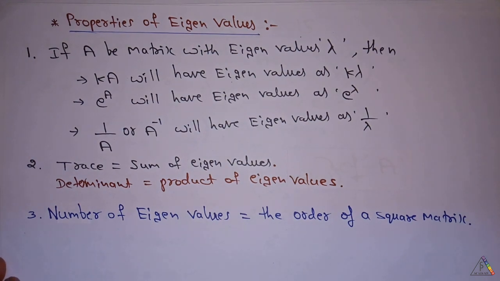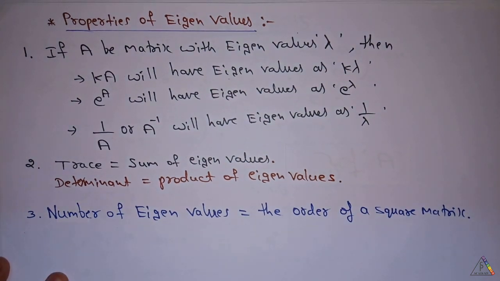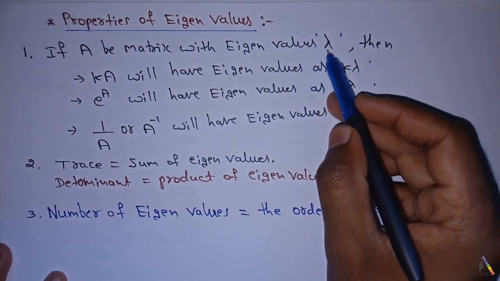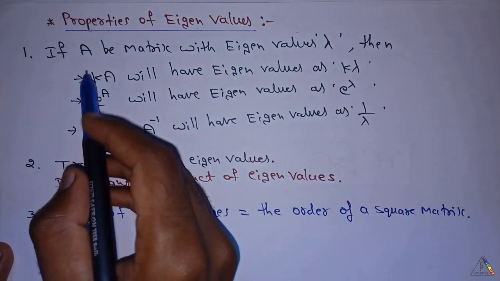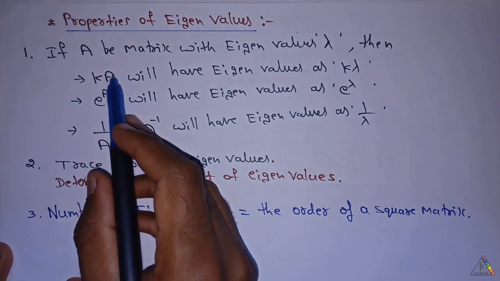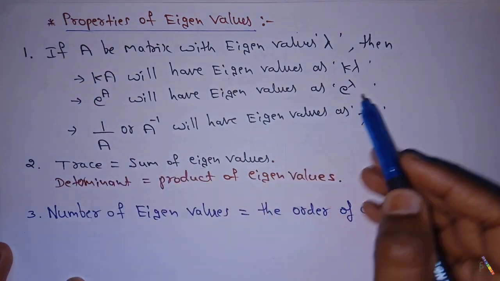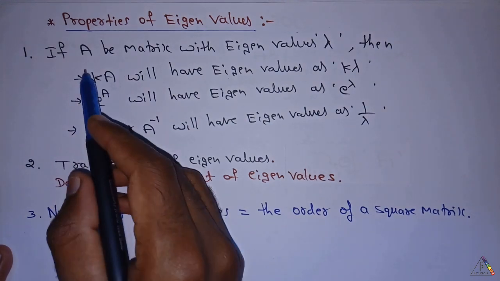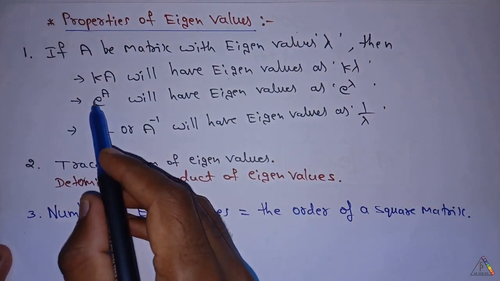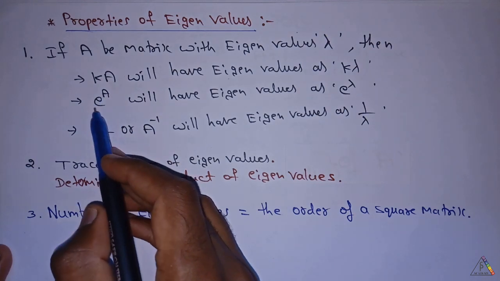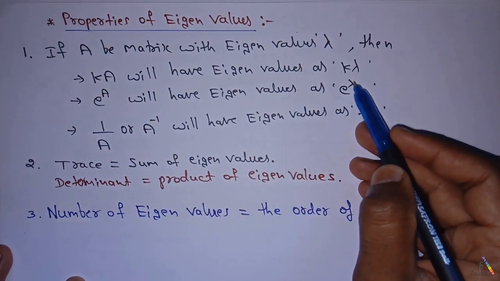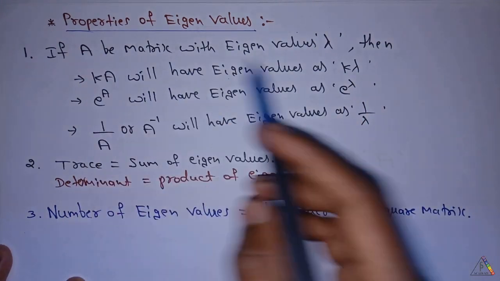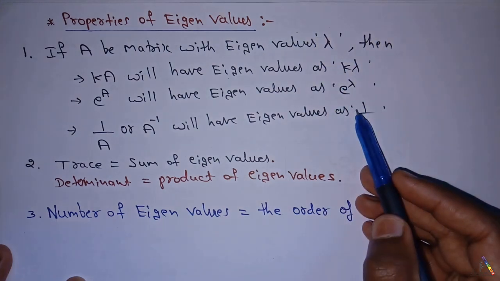And these are all the properties of eigenvalues. If the matrix A has the eigenvalues represented by lambda, then if that matrix is multiplied by a scalar k, the eigenvalues of this new matrix are k into lambda. Similarly, if there is a matrix A, then e power A is the new matrix, and the eigenvalues of this matrix will be e power lambda. Similarly, the inverse of this matrix will have the eigenvalues as 1 by lambda.